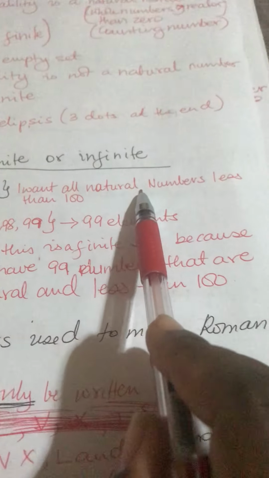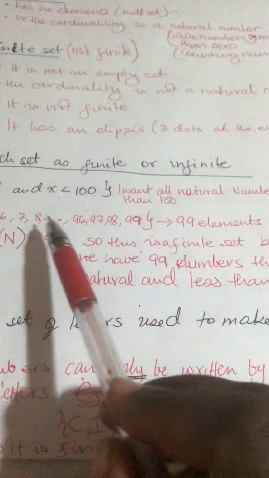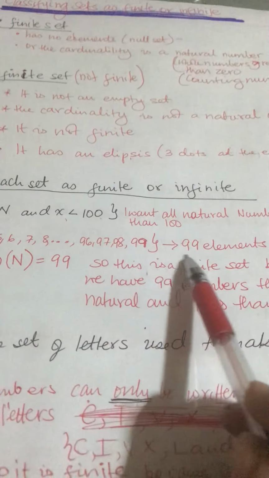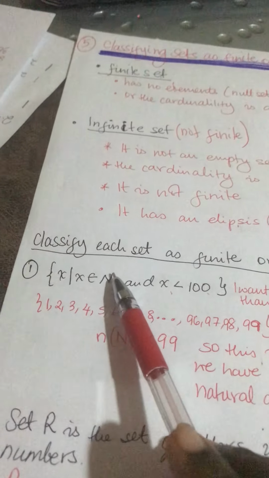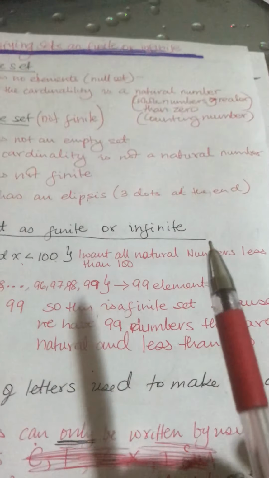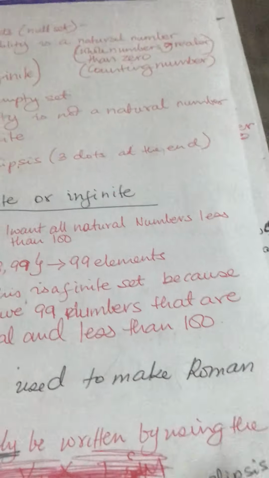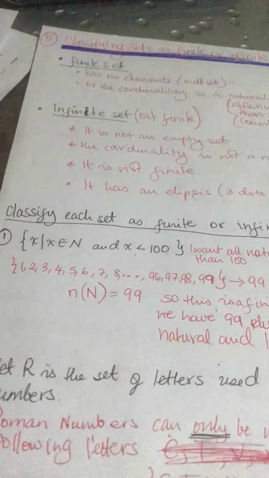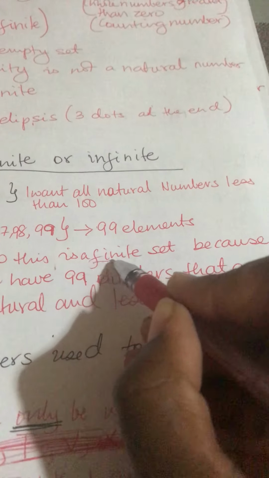See, I want all natural numbers less than 100. That's what this means. Okay? So it has 99 elements because if you count 1, 2, and up to 99, you'll find 99 numbers. So the cardinality of this set is 99. So this is a finite set because we have 99 numbers. I can count all of them and finish counting. Okay? So that is why it is a finite set.